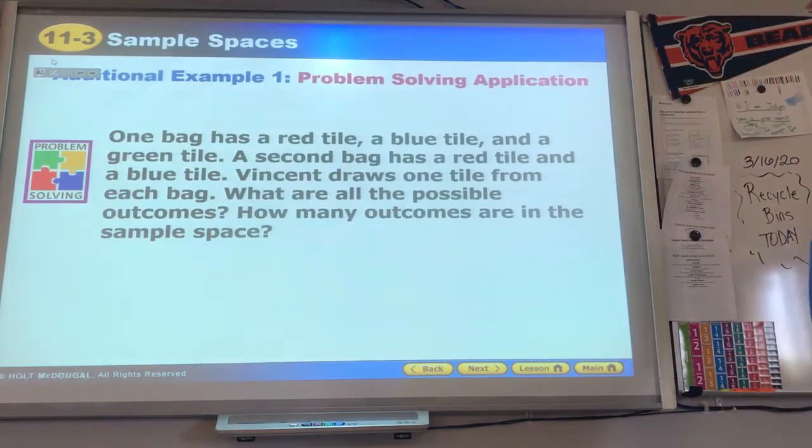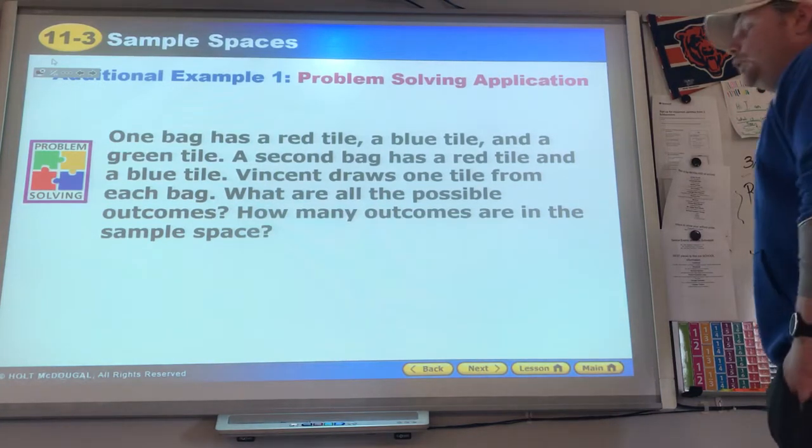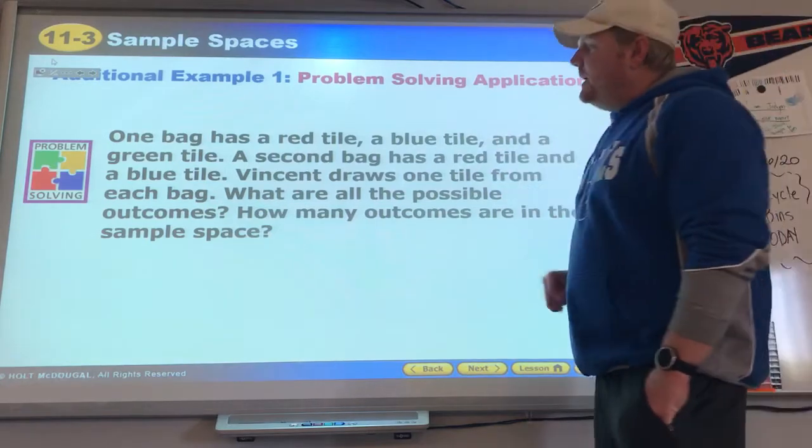One bag has a red tile, a blue tile, and a green tile. A second bag has a red tile and a blue tile. Vince draws one tile from each bag. What are all the possible outcomes? How many outcomes are in the sample space? Now, we're going to draw what's possible here.